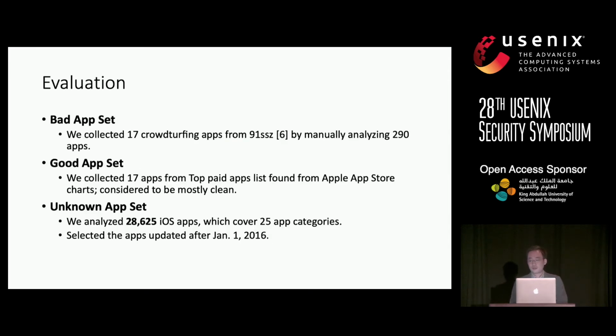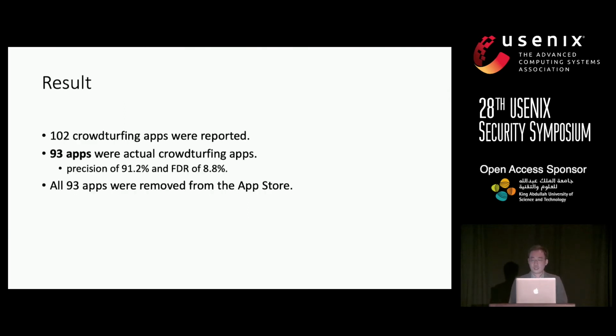To evaluate the Cruiser, we used the good set and the bad set for deciding the similarity threshold, and then applied Cruiser on the unknown set, which is 28K apps. From the 28K apps, 102 apps were reported, and 93 apps were actual crowdturfing apps. All 93 apps were removed from the App Store immediately after we reported them.